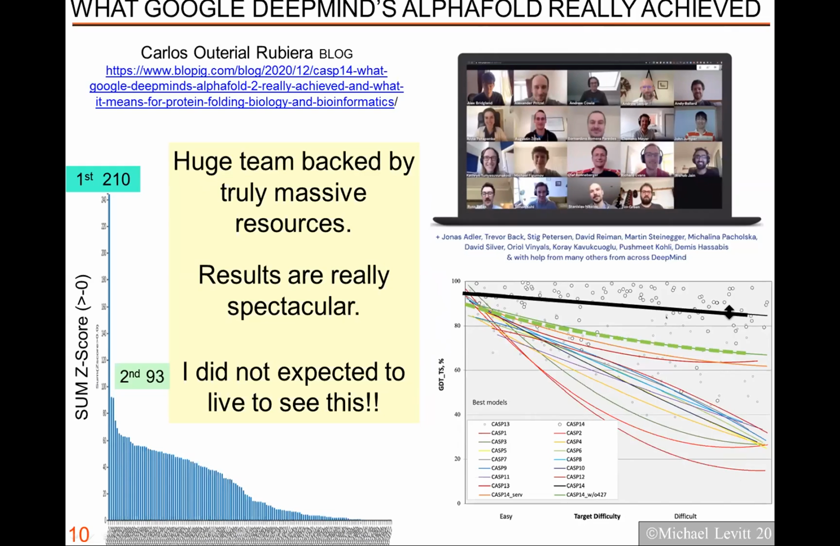And the question has to be, what have they done? Now, I must say, I have generally been skeptical of deep learning because I've always felt that it's a black box. We don't really know what's going on inside. So let's look at this in more detail.